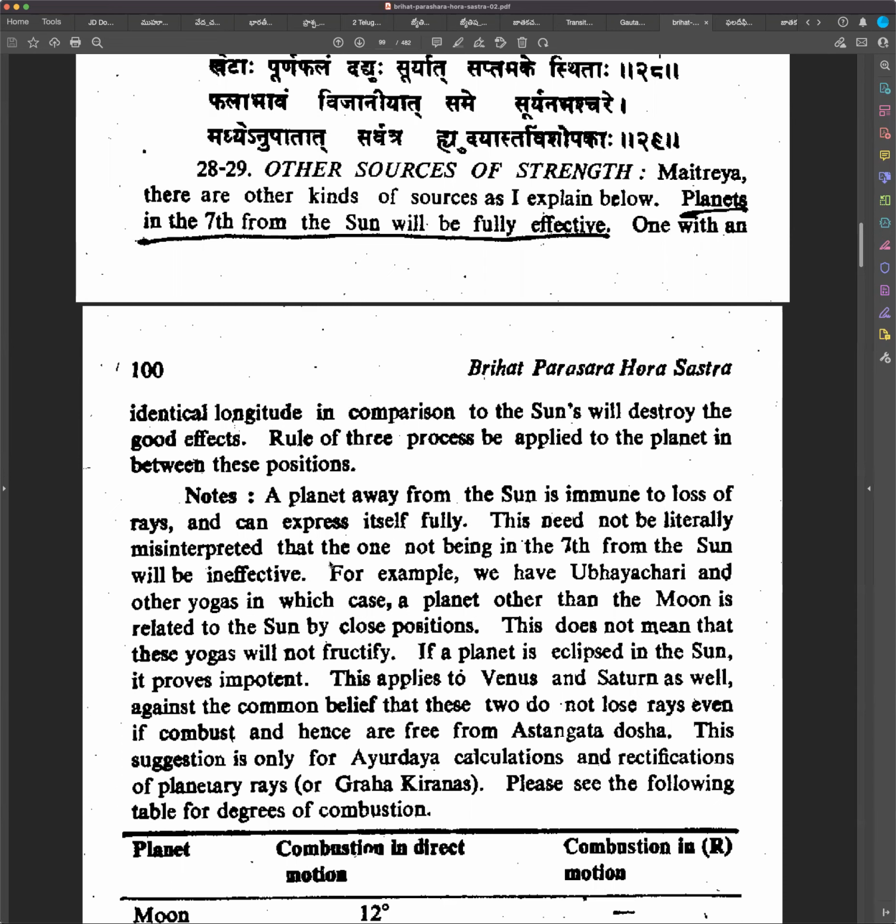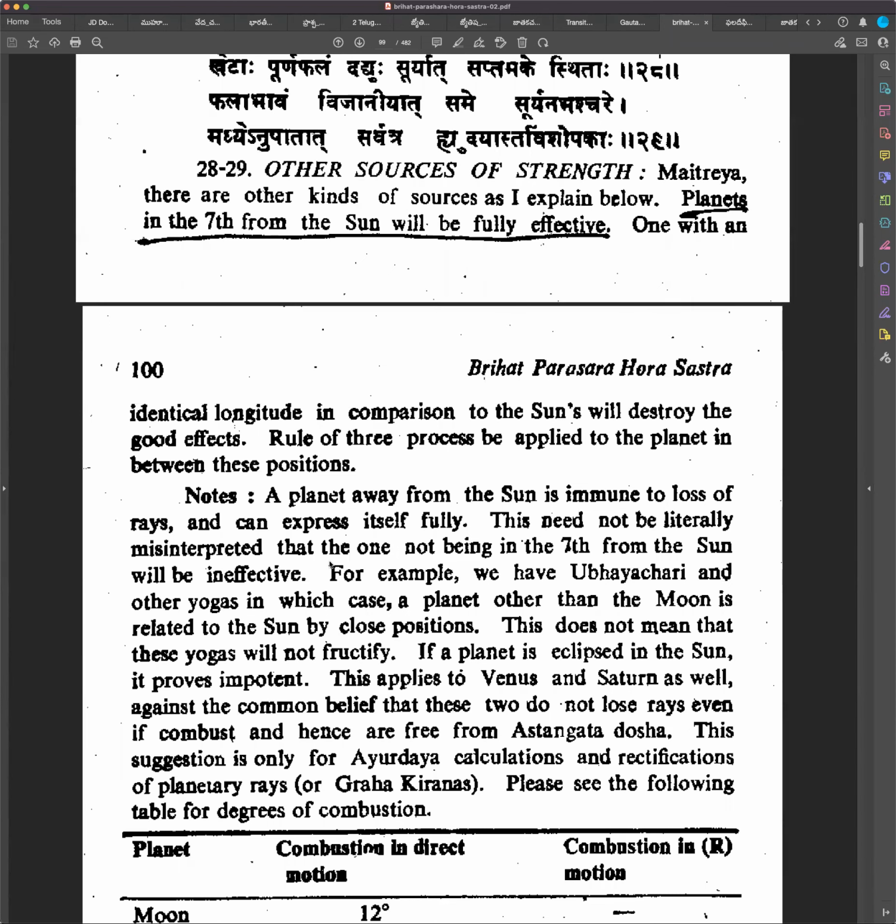Suppose the planet is moving towards the sun from that 180 degrees; the distance between the sun and the planet is reducing. Slowly its effects get destroyed. When the planet goes very near to the sun, it is called combust. Combust means the planet's rays will not be visible from where we are sitting on Earth. That's why the planet's effect will not be there. Everything is taken over by the sun.